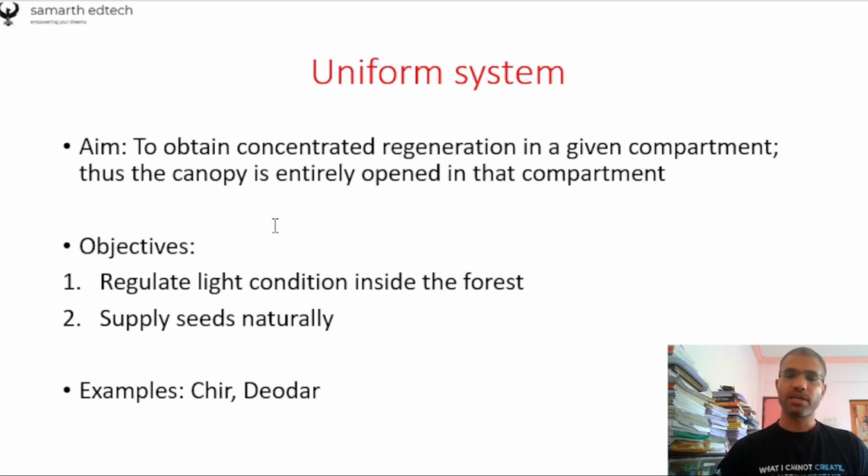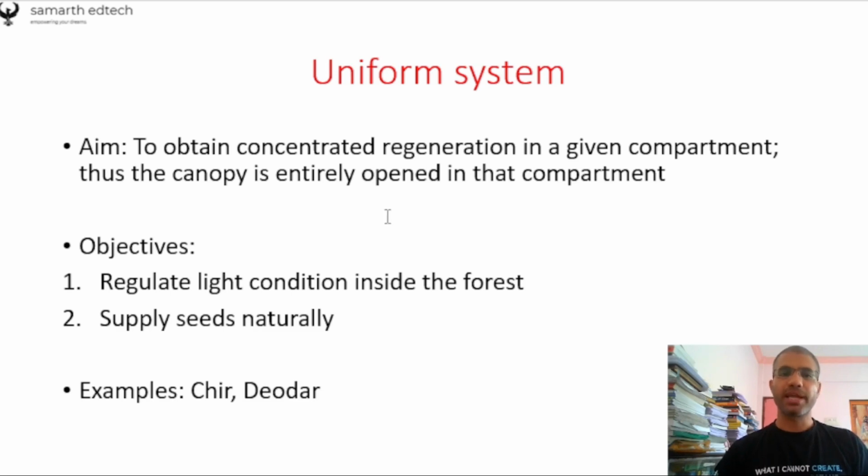So now let's understand what is the aim of the uniform system. The aim is over here to obtain the concentrated regeneration in a given compartment, as the shelter wood system is a part of your concentrated regeneration system. We have already understood what is a concentrated regeneration system in our previous lecture. So the main aim of the uniform system over here is to obtain concentrated regeneration in a given compartment. Thus, the canopy is entirely opened in that compartment.